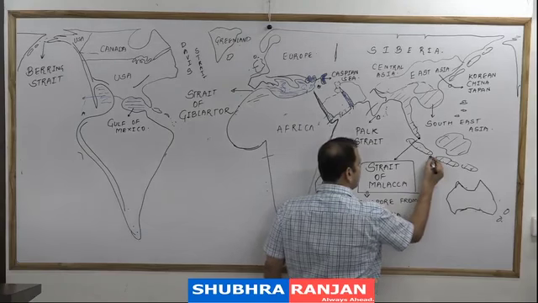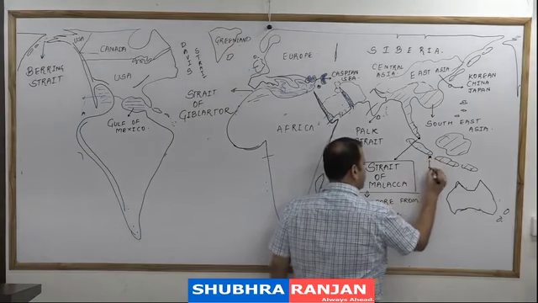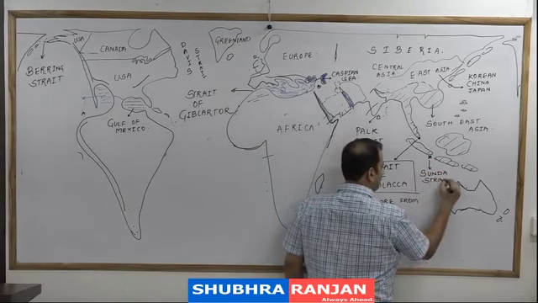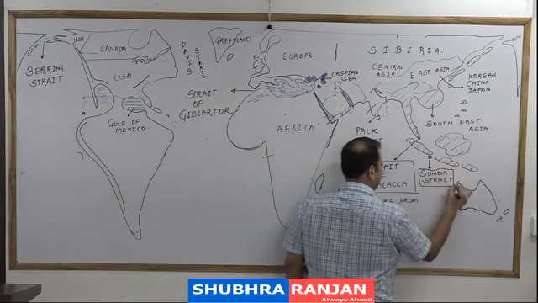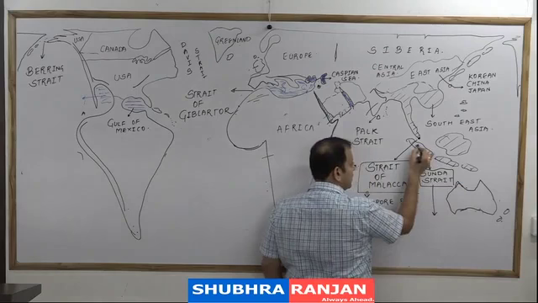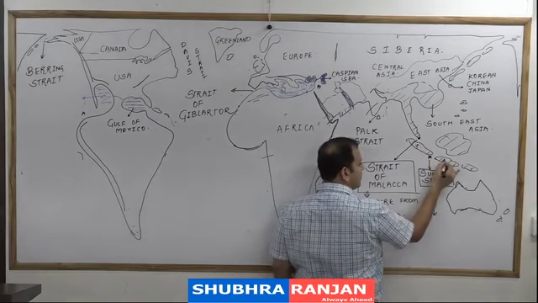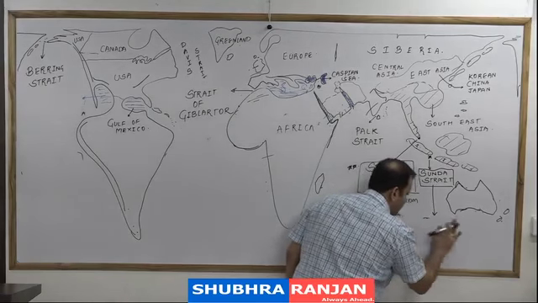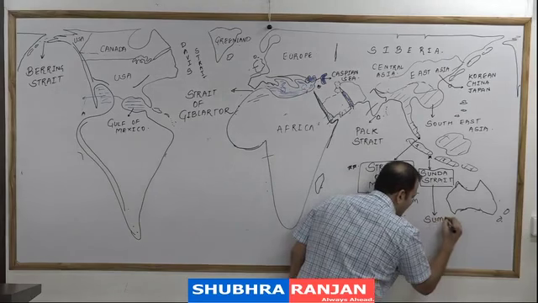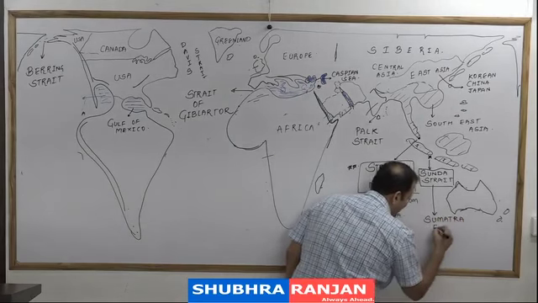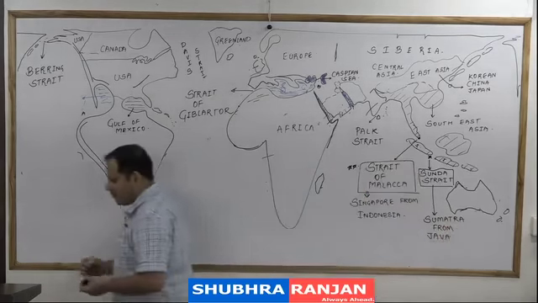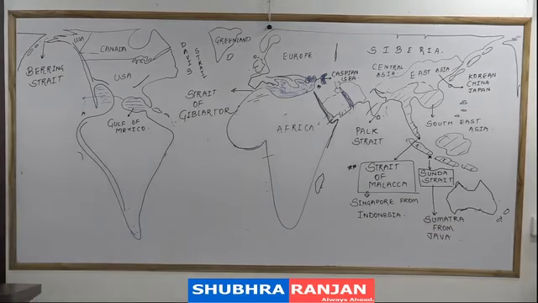There is one more strait here, and this strait is known as Sunda Strait. It separates Jakarta from Java. Sorry, it separates Sumatra from Java. Jakarta is the capital of Indonesia. It separates Sumatra from Java. These are the important straits.